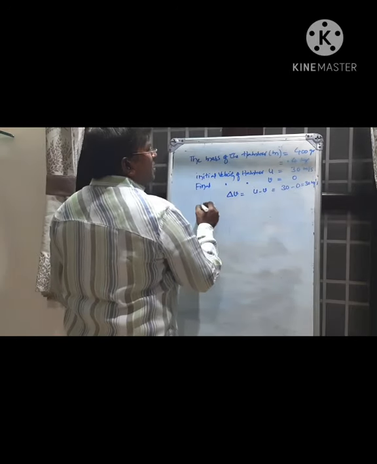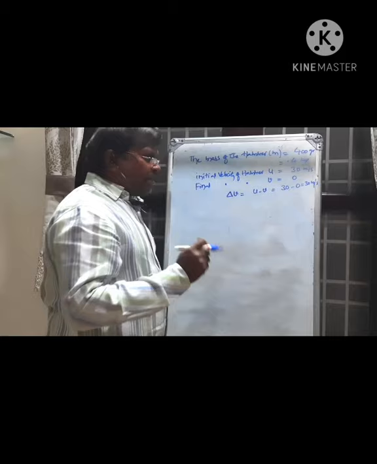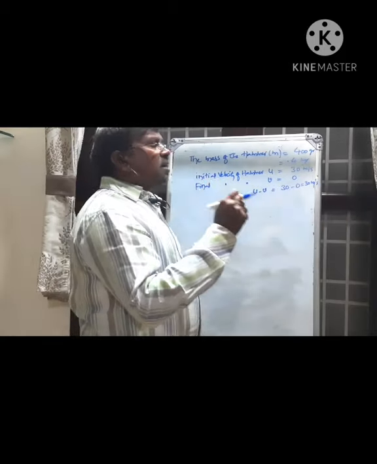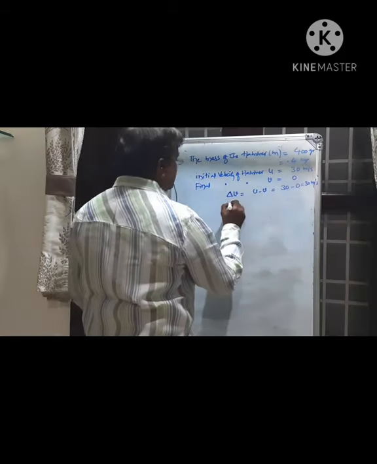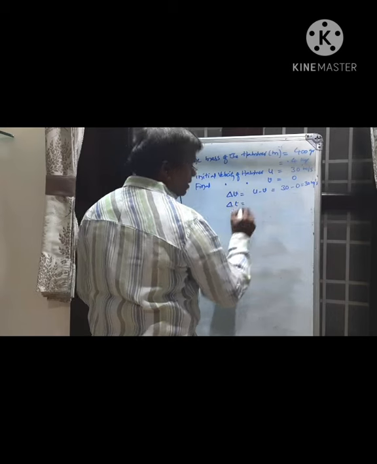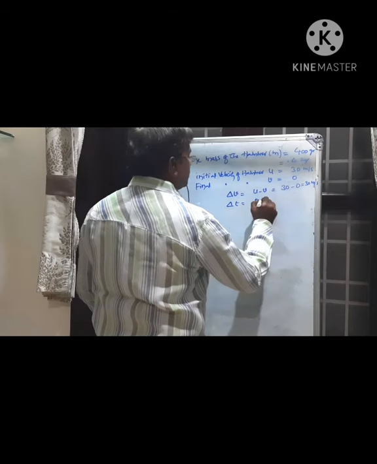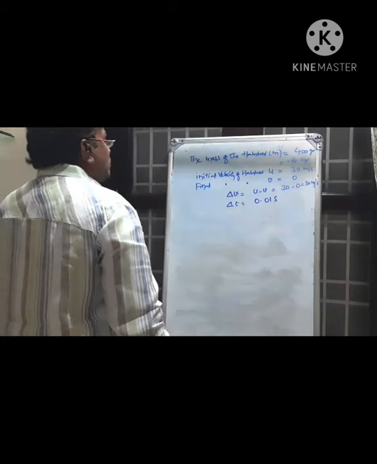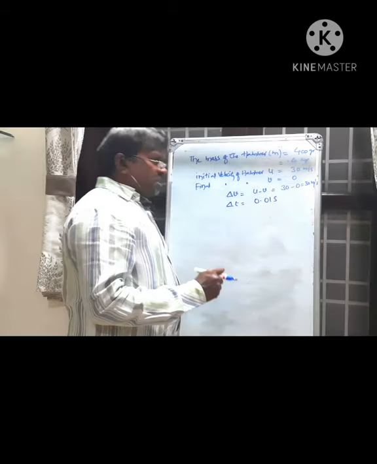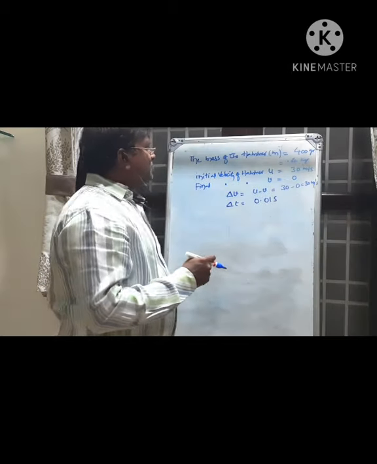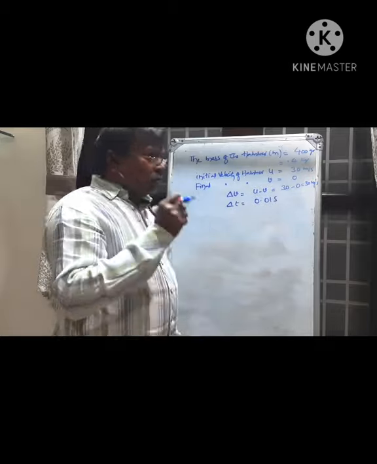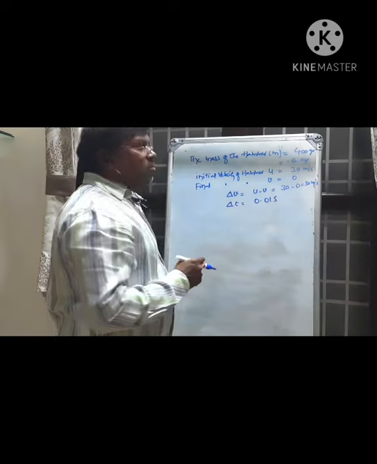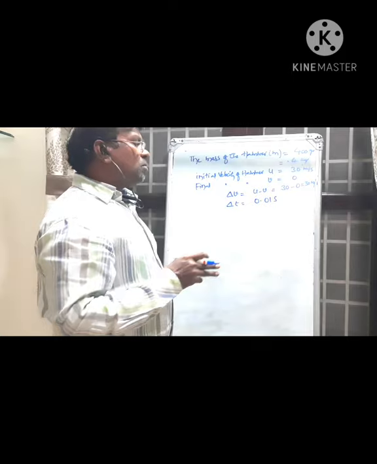Now the duration of the impact, delta t, is given as 0.1 second. Then we have to find out the force exerted by the nail on the hammer to stop its motion.